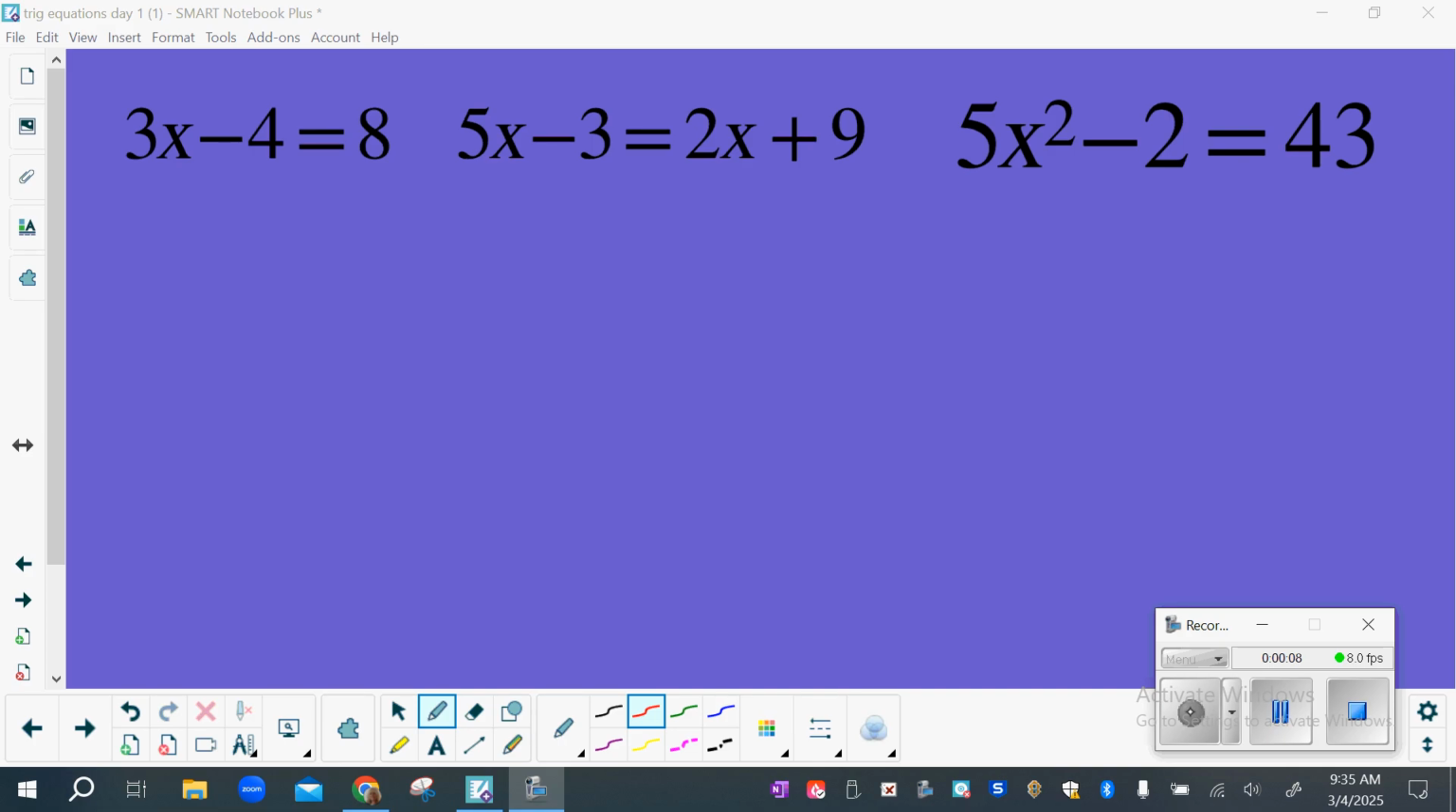Here we go. Let's do these together if you want. They are Algebra 1. I just need to make sure that you remember all of your tools from Algebra 1. How do I get x by itself? I'm going to move the 4 over, so I'm going to get 3x equals 12. How do I get the x alone? Divide by 3. X equals 4. Nice and easy.